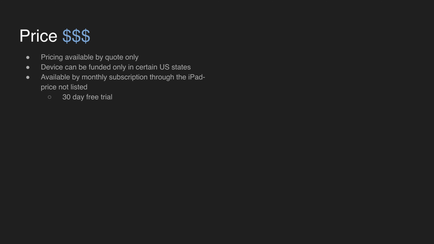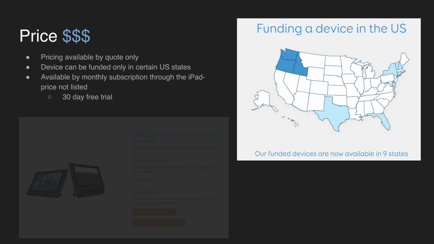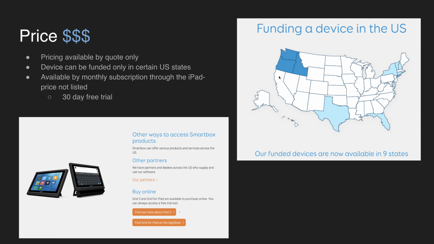The price is something that is not listed specifically on their website. You do have to individually contact them for a quote, but on their website they provide a map here of the United States, and it's currently funded in these 9 states. That's not to say that, for instance, if a student in Pennsylvania needs this device, that they can't maybe apply for the funding and see if it would be accepted. I'm not 100% sure how that works, but you could possibly see that if your individual student needed that kind of information. You can also subscribe monthly through the iPad, but again, the price is not listed, but it would be great to maybe start with that 30-day free trial and see what you can get from there.